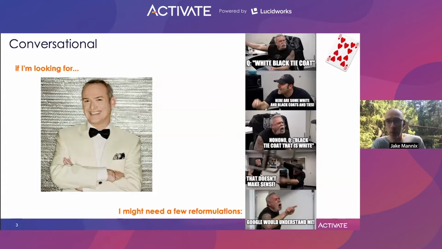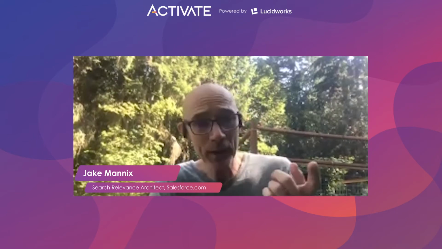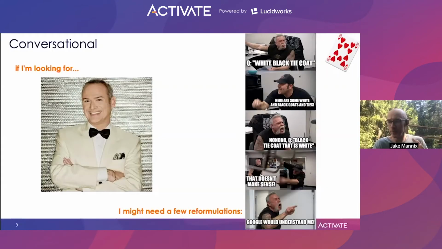If you're patient, perhaps you'll try to reformulate your query a few times. Black tie coat that is white, or even how I described it earlier, white dinner jacket for a formal event. Hopefully you won't get into a chair-throwing match with your search engine. Incidentally, it turns out that Google not only understands this difficult query, but correctly returns different results for white black tie coat versus black white tie coat. On the other hand, Amazon does not handle this query correctly. They do handle white dinner jacket, but including black tie throws them off completely.